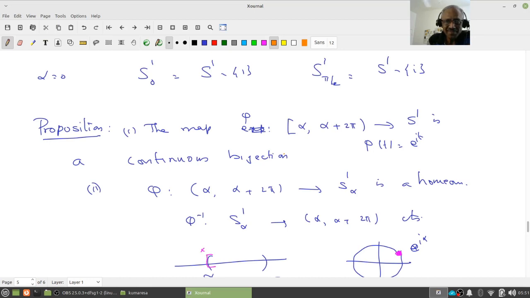That's a question in topology. Remember, S1 is compact. So if phi inverse is continuous, then phi inverse of S1 is the interval alpha to alpha plus 2 pi, which is bounded but not closed. Therefore, it cannot be compact because of the Heine-Borel theorem. Therefore, the map phi inverse as stated in the first one is not going to be continuous. But if I restrict to the open interval alpha to alpha plus 2 pi, then phi becomes a homeomorphism, that is, phi inverse from S1 minus the point to the open interval is continuous.